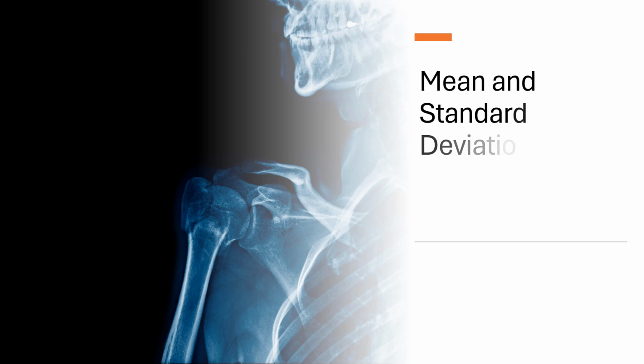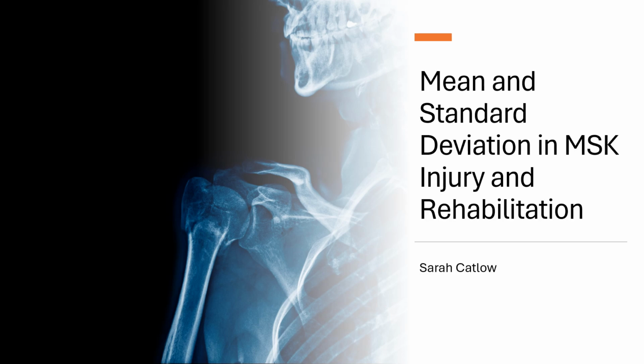So let's look at the mean and standard deviation. So mean, this is the average recovery time for patients. For example, if the average recovery time for patients with a knee injury is 10 weeks, the mean is 10 weeks. Now, standard deviation, this measures how much the individual recovery times vary from the mean.